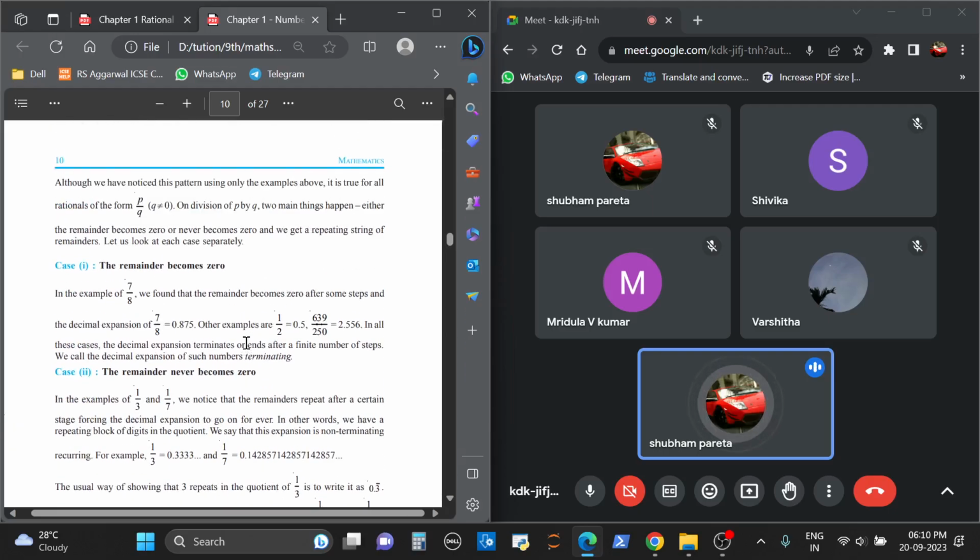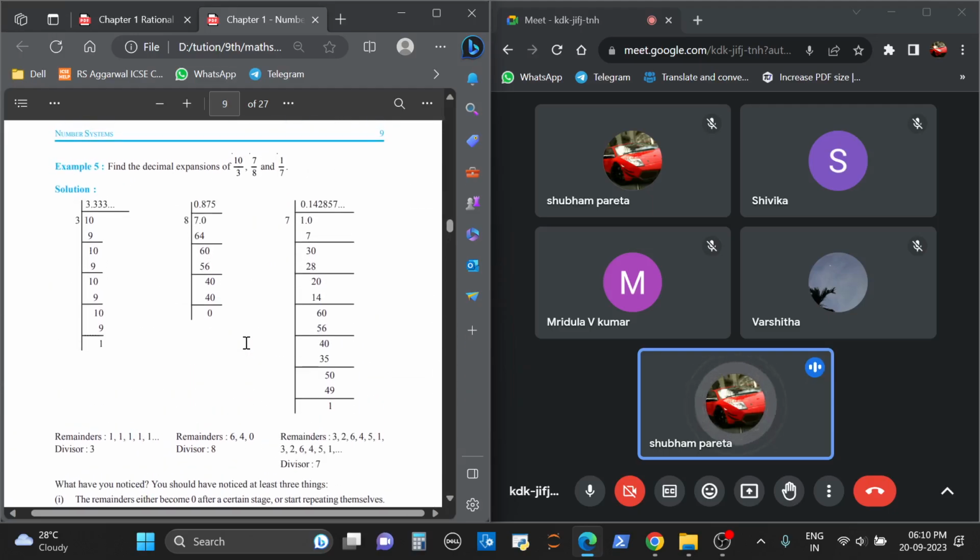Okay, so pertaining to the rational and irrational numbers, I think we have already gone through some of the things over here. Last time I connected.